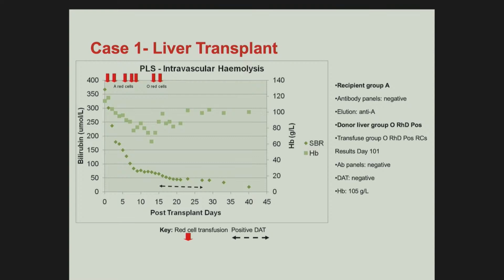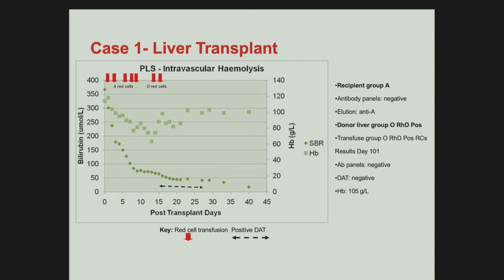The recipient was an A, the donor was an O, and on day 10, I think it was, his hemoglobin had fallen to about 60 post-transplant. And you can see he'd received a couple of 5 units post-transplant on a single occasion.